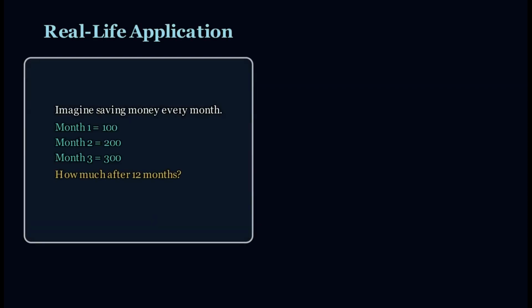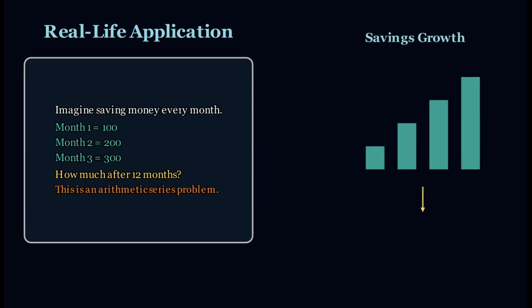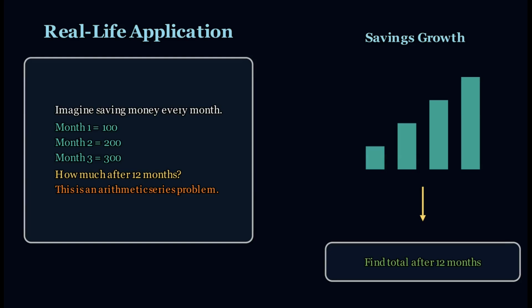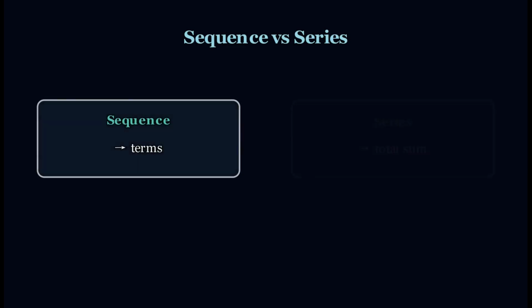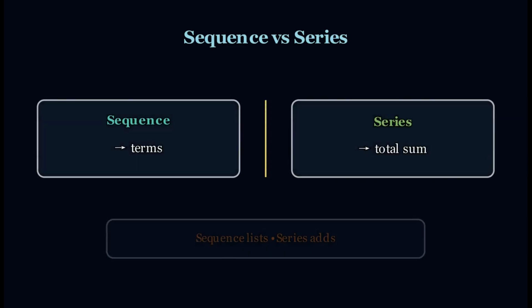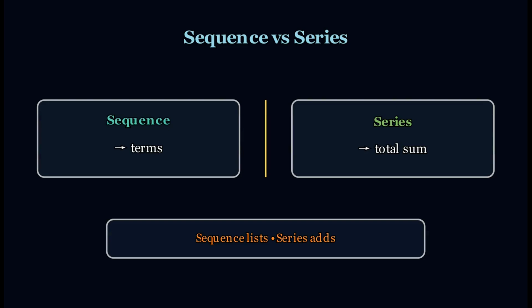Imagine you are saving money every month. The first month you save 100. The second month is 200. The third month is 300. Then how much after 12 months? This is an arithmetic series problem. A sequence is the set of terms, but the series is the total sum of those terms.